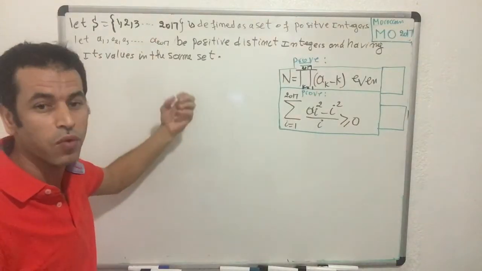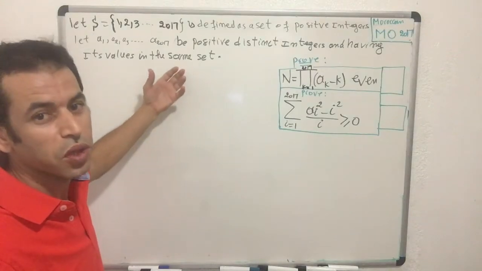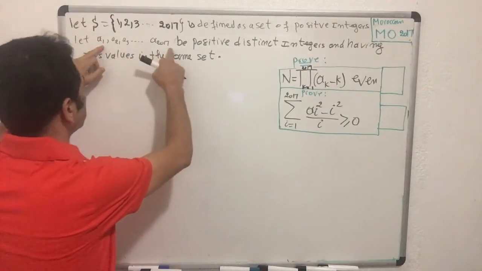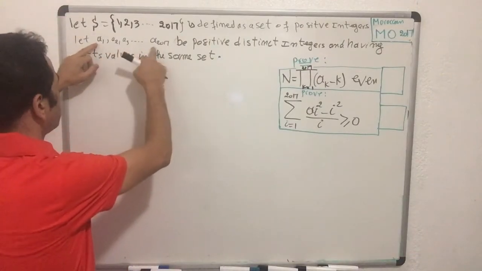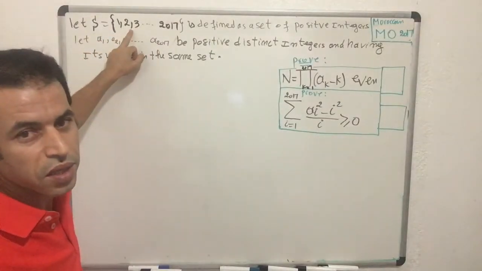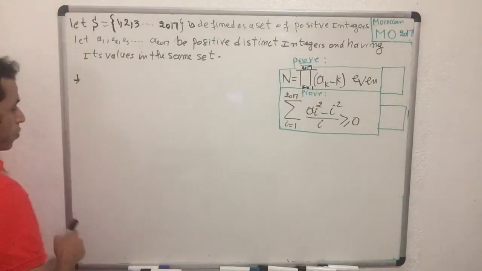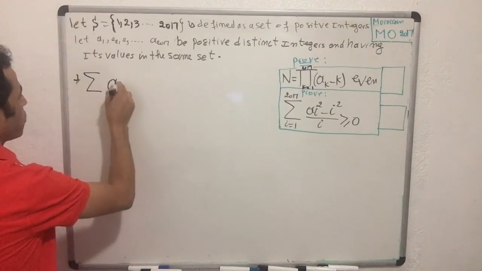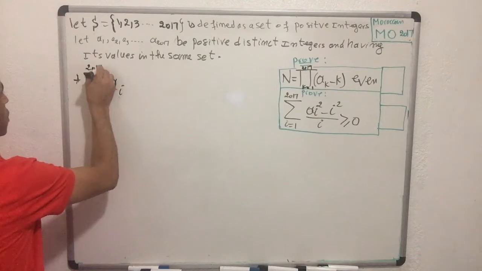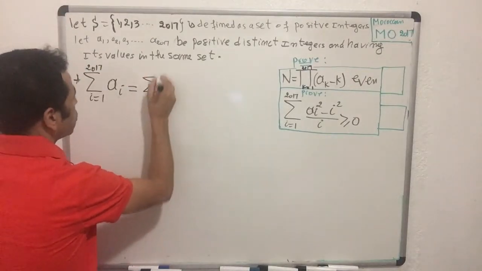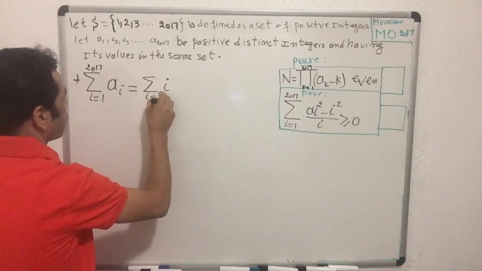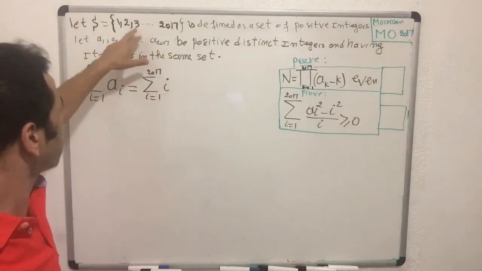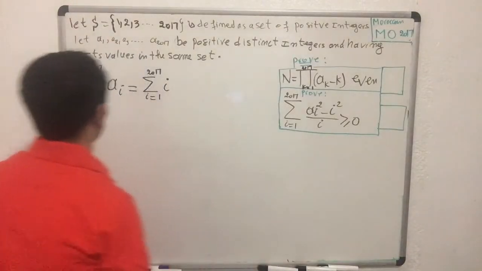What does this mean? That means the sum of these numbers is equal to the sum of the numbers in the set. Let's express this: the sum of A sub i, I from 1 to 2017, is equal to the sum of the numbers in the set, I from 1 to 2017. Also I can write that the product of these numbers is equal to the product of this set. So this is very important.